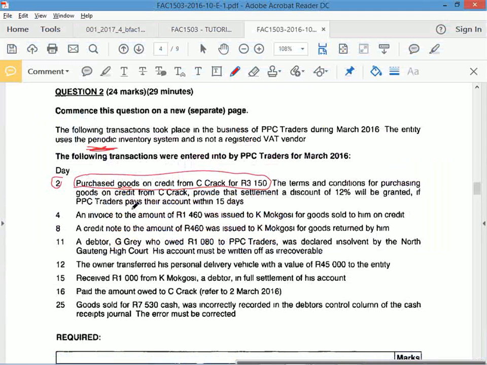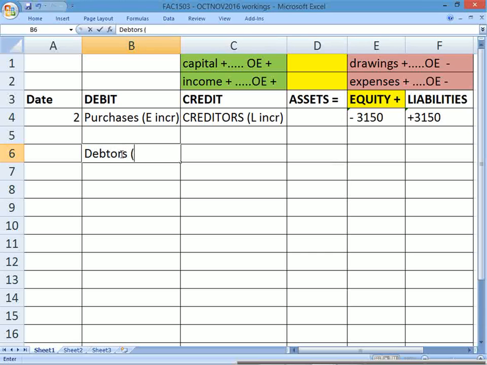Okay, let's look at the next one. Number 4. An invoice to the amount of 1460 was issued to K for goods sold to him on credit. This should have stood out. On credit means debtors. The invoice was an amount of that. So is this a sale? Yes, because if you're issuing an invoice to a debtor, you've sold them something. Do you agree? Okay, so now let's think about our rules. Debtors is what? An asset. What's happening to the asset? It's increasing because I have a debtor. I didn't have one before. There's your one amount. Where do assets increase? On the debit side, just look at your rules. So what do I write down? Debtors, asset, increase. That's just thought process, for number 4.